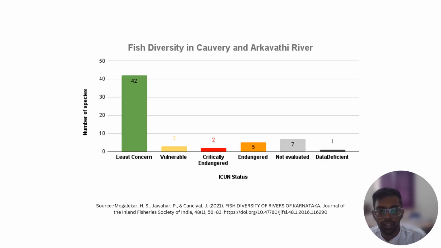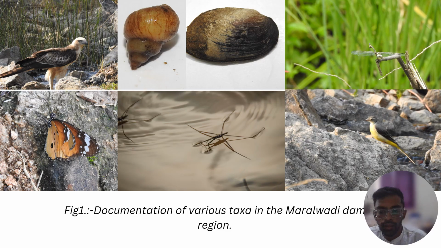And this graph over here explains the fish diversity present in the Kaveri and Arkavati River. This is also taken from a study from Karnataka. And here it shows that 42 species of fishes of least concern are found. There are species which are endangered also found in these water bodies. There are also species which are critically endangered and vulnerable found here.